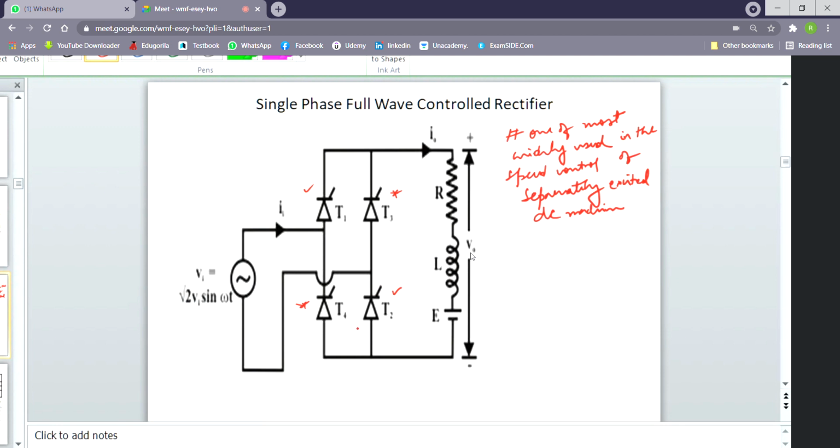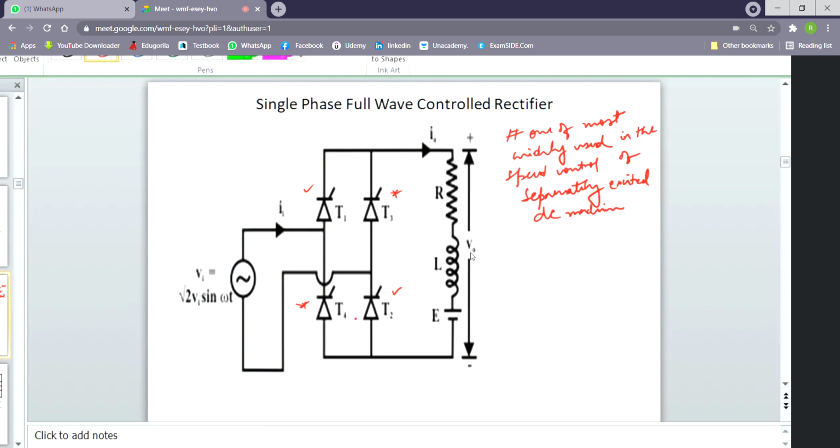If you recollect, in our single phase full wave uncontrolled case also, we had talked about the continuous and discontinuous conduction modes. So here also we'll be finding the continuous conduction mode and the discontinuous conduction mode. Whenever we say it is a continuous conduction mode, it means the current will never be zero, and when we talk about discontinuous conduction mode, it means the current would be zero.